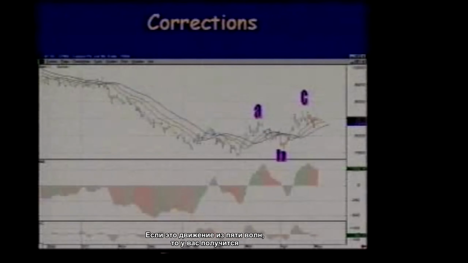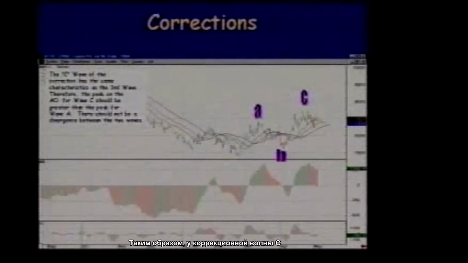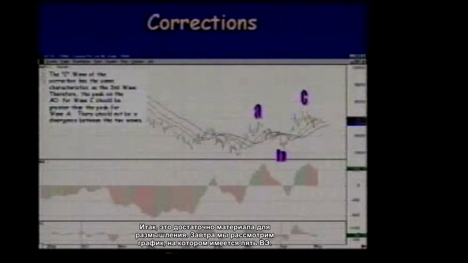If it's a 5-wave move, such as in this instance, you will have a zigzag correction, which is exactly what you have. And the target for C is that C will be about the same length as A, which here came out just about that way. So the C wave of the correction has the same personality as a 3rd wave. So a C wave is a tradable wave if you go to a smaller time frame. So that should give you enough to cogitate on here.